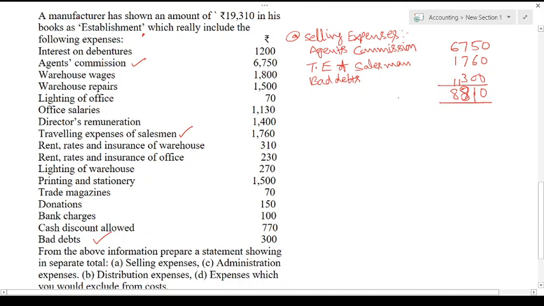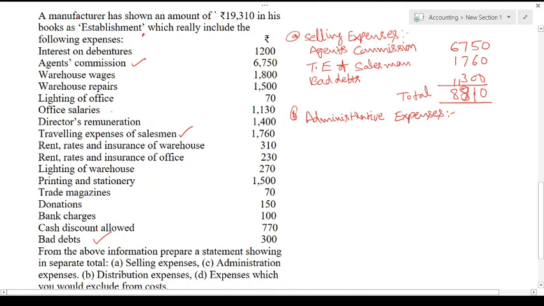Next one, after selling expenses, we need to find out the administrative expenses. Under administrative expenses, what are the expenses that will come? Number one, office salaries. Where is the office salaries? Office and administrative expenses. Yeah, here, office salaries.